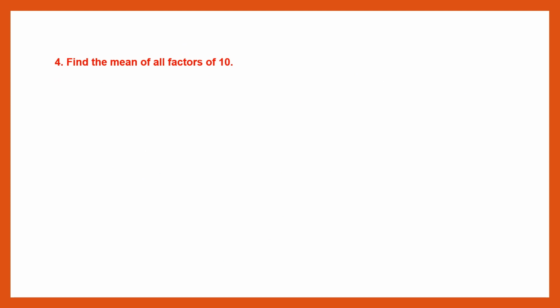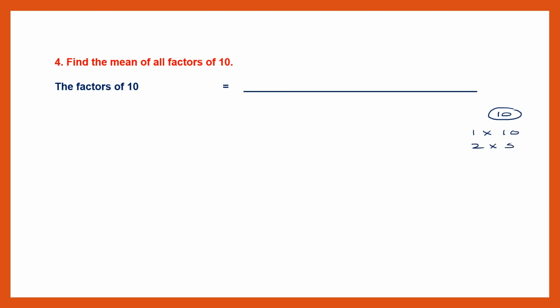Question 4. Find the mean of all factors of 10. Okay, so what are the factors of 10? So let's find out the factors of 10. Now suppose you have the number 10. What are the numbers that multiply to give you 10? 1 into 10 is 10. Then we have 2 into 5 is 10. Nothing else will give you 10. So what are the factors? 1, 2, 5 and 10 are the factors of 10. So let's write that: 1, 2, 5 and 10. These are the factors of 10.